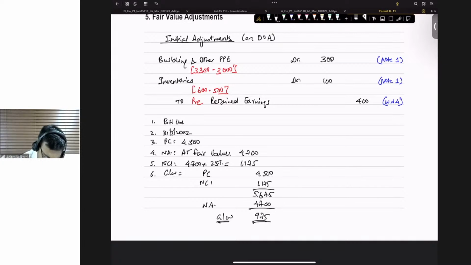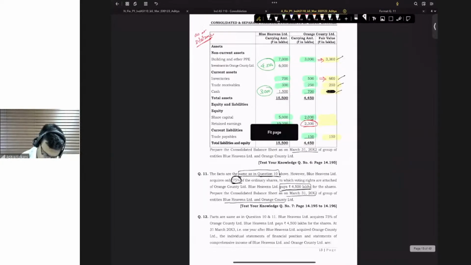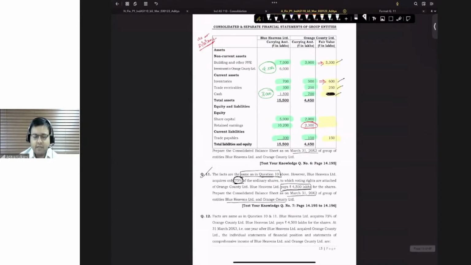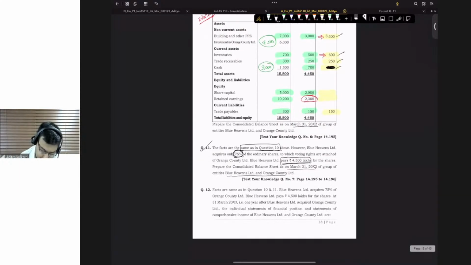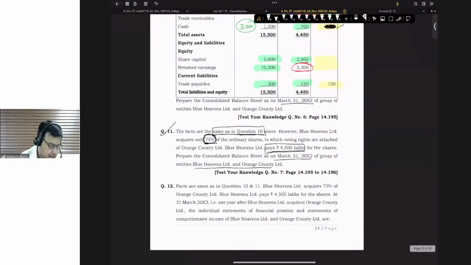So that takes care of question number 10, 11. Okay, so question number 10 you can do. It's just that NCI will not be there. Remaining everything is the same. Okay, this will be 6,000. This will be 1,500. That will be taking care of it. Okay, so we move on to the next question.